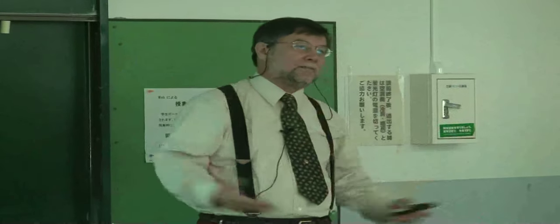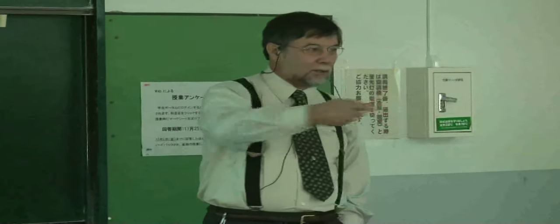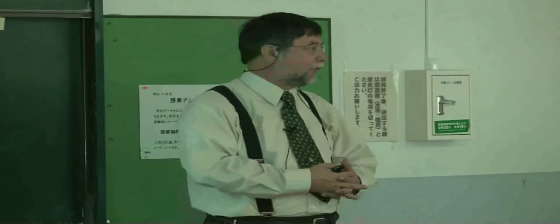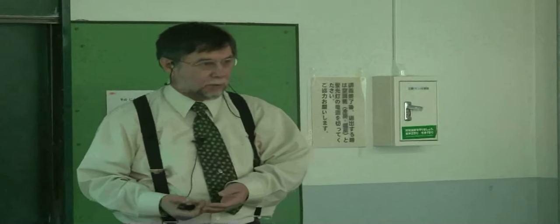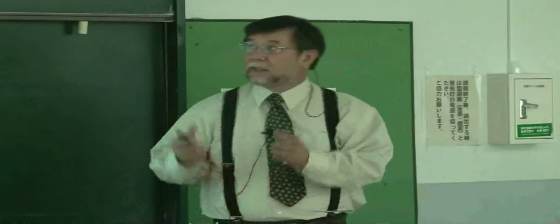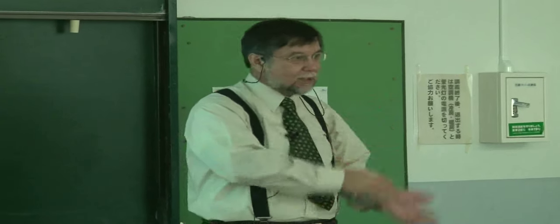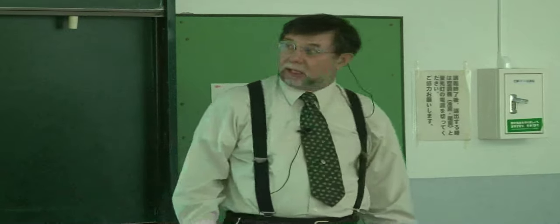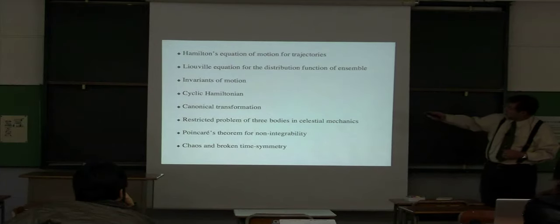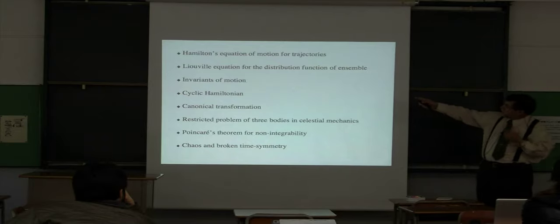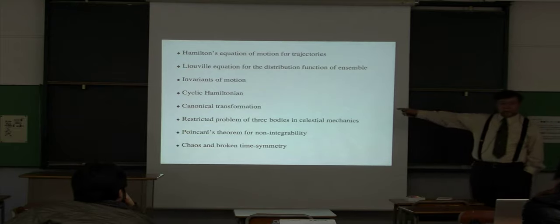Then many methods were invented, and then it came to Hamilton. Somebody told that Hamilton's equation of motion is a very elegant way to approach this kind of problem. And the concept of canonical transformation emerged. Later, the formulation becomes very powerful when you go to quantum mechanics. So there is a historical reason for its development. First I will explain what the Hamilton equation of motion is. Then I will explain a little about the Liouville equation for the distribution function of the ensemble. Then symmetry and invariants of motion is the title.